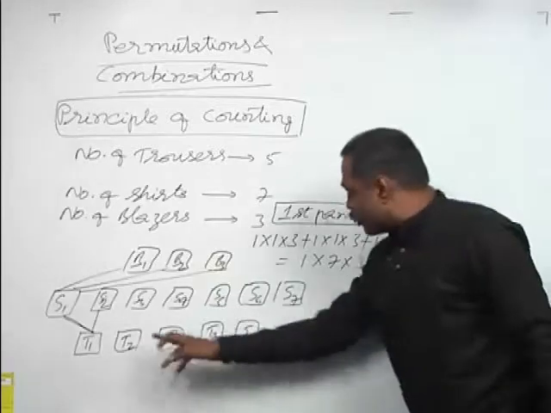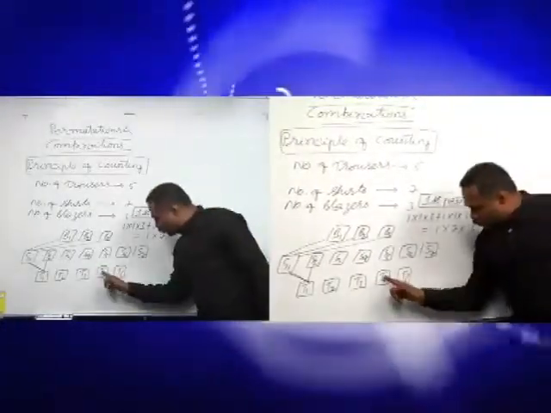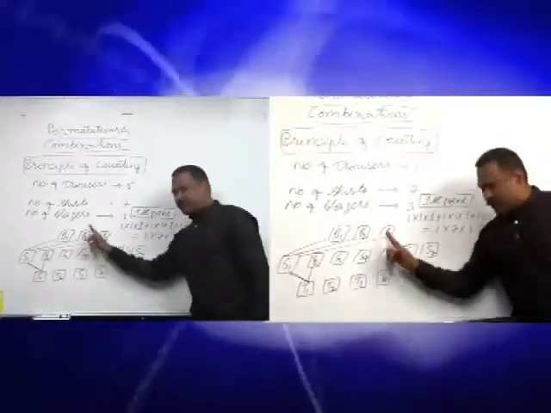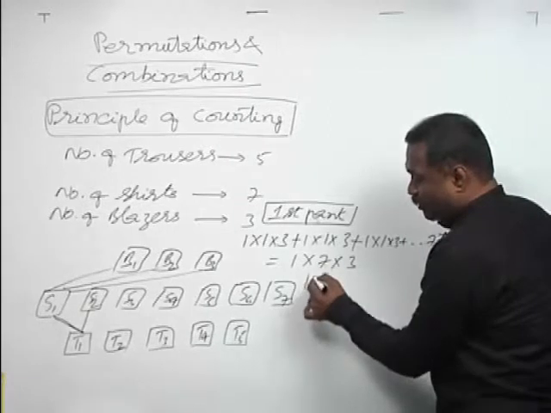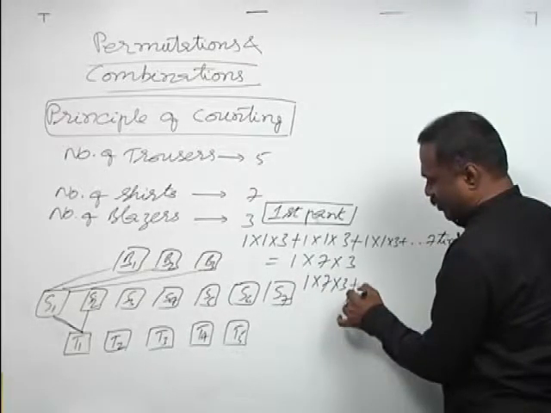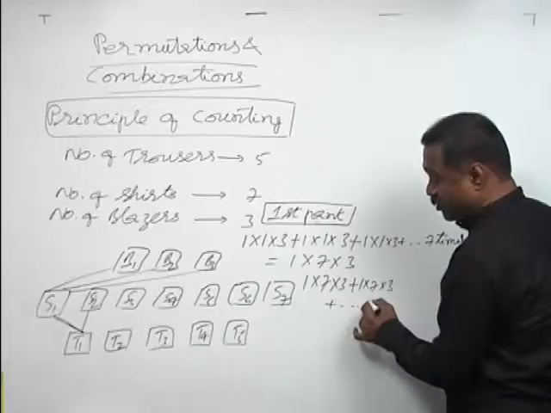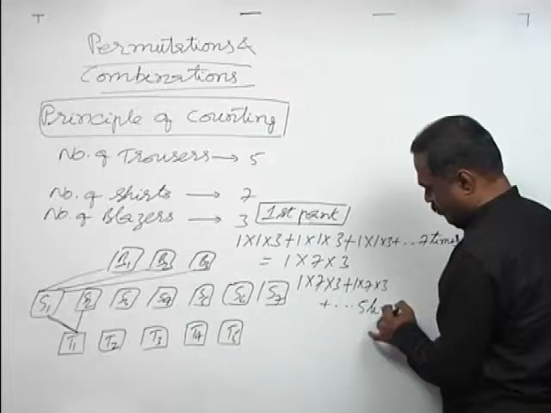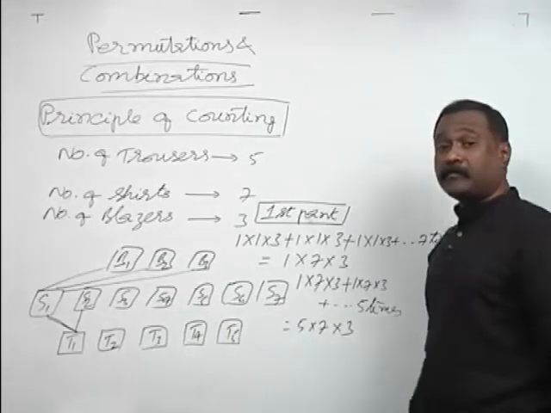And for the second also, same. For the third also, same. For the fourth also, same. For the fifth also, same. So it will be added how many times? 1 into 7 into 3 plus 1 into 7 into 3 and so on, 5 times. So it should be 5 into 7 into 3.